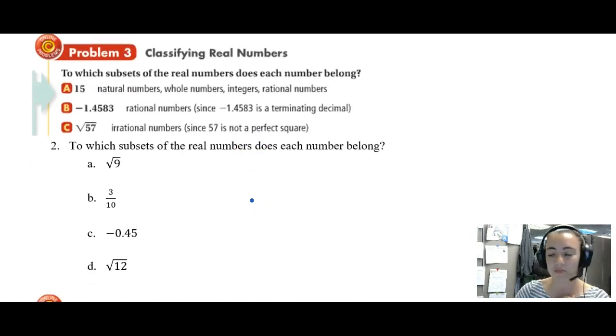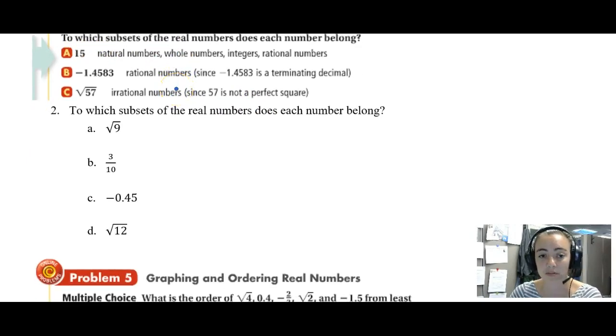So for problem 3, we're going to classify real numbers. To what subsets of the real numbers does each number belong? For 15 here, let's start with the widest part, the least specific as far as real numbers go. Is it rational or irrational? Well, it is rational. It truncates if you're talking about a decimal, 15.0 if you really needed to think of that for 15. So it is rational.